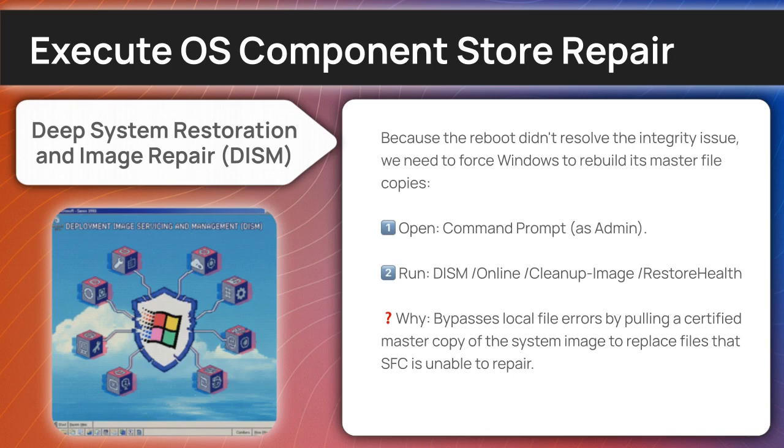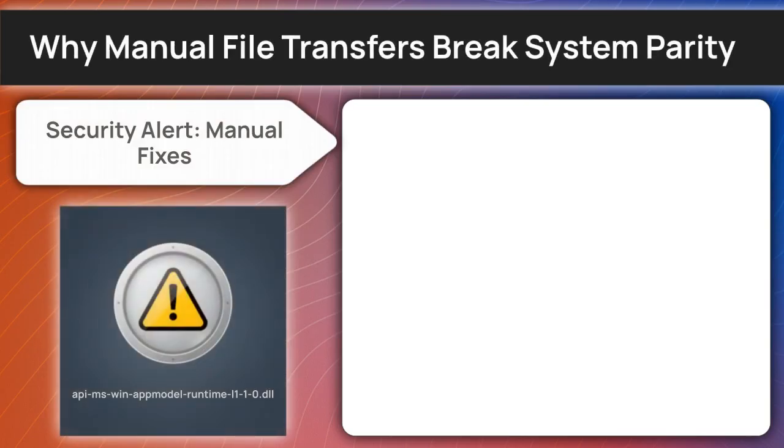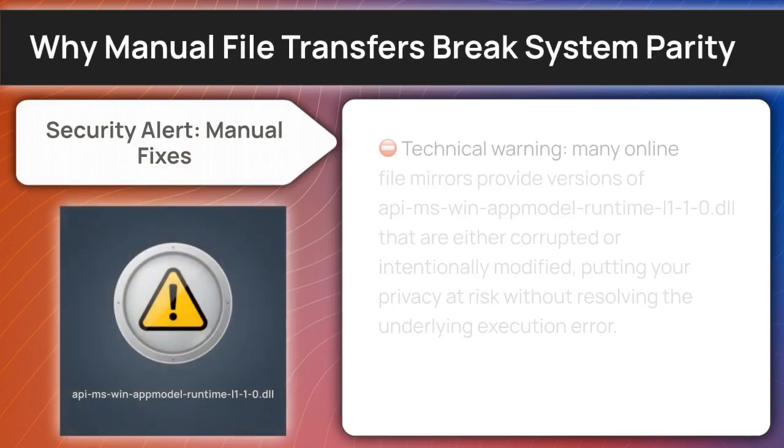Why are we doing this? Well, it bypasses local file errors by pulling a certified master copy of the system image to replace files that SFC is unable to repair. Before concluding, I want to address a critical security consideration for maintaining your system's integrity.